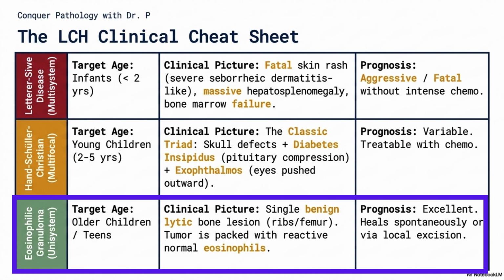Finally, for older children and teens, we have eosinophilic granuloma, which is a unisystem disease. This presents as a single benign lytic bone lesion, usually in the ribs or femur, and the tumor is packed with reactive normal eosinophils. The prognosis is excellent, as it heals spontaneously or via local excision.